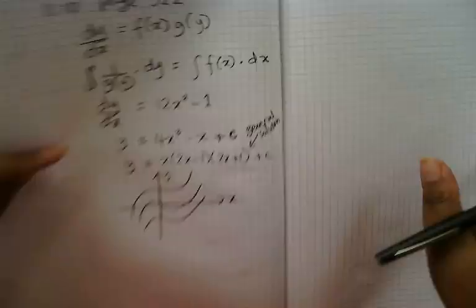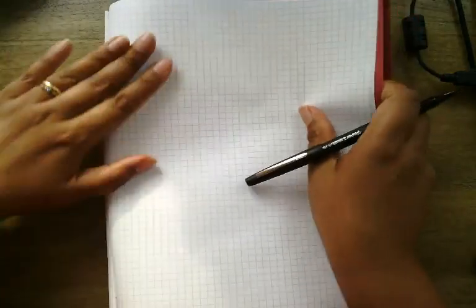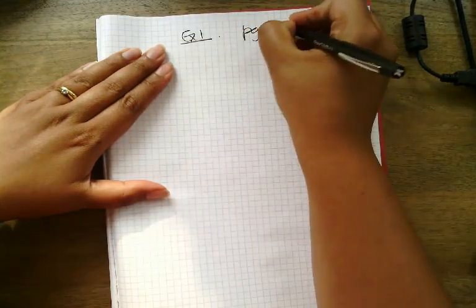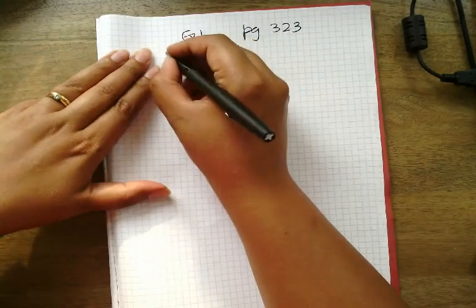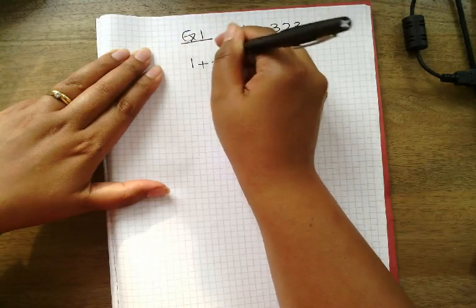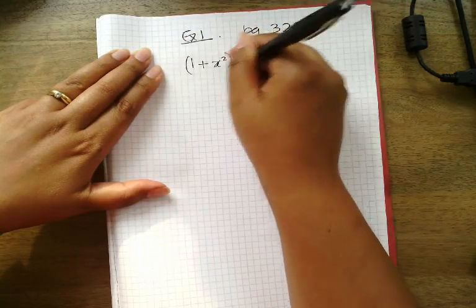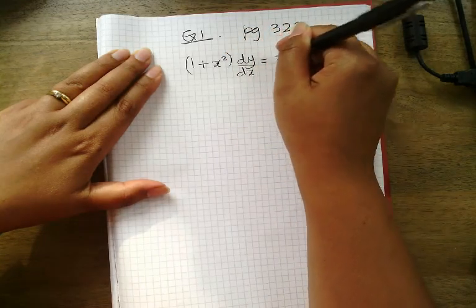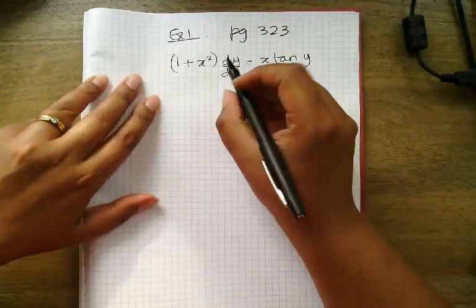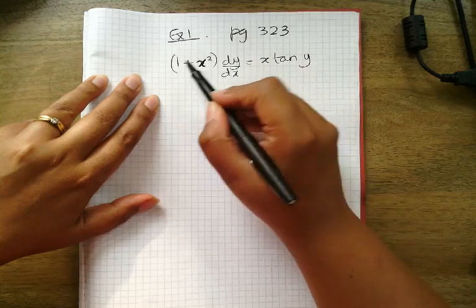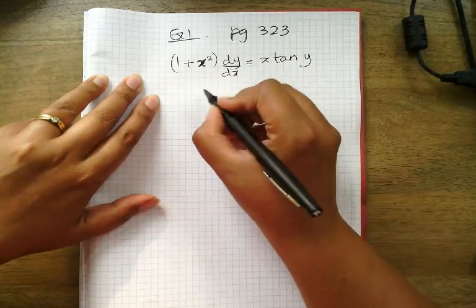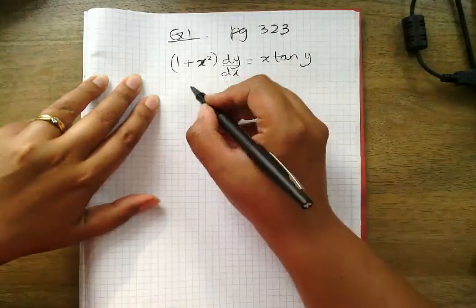Okay, right, now let's have a look at a full example. Page 323 now. So the question says, find a general solution to the differential equation (1 plus x squared) dy by dx equals x tan y. Okay, so as you can see, we've got a variety of different variables here. We've got x's and we've got y's, and we've got to separate them. Okay, and we are going to bring tan y down here.